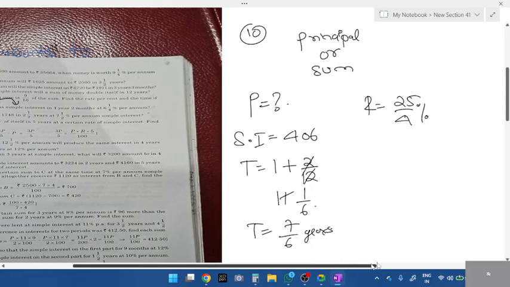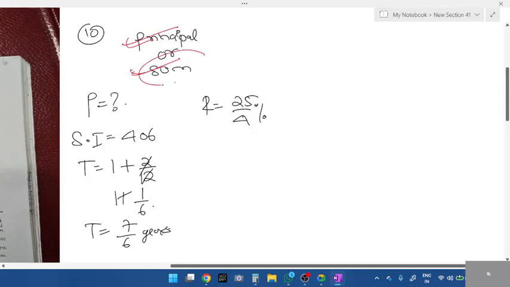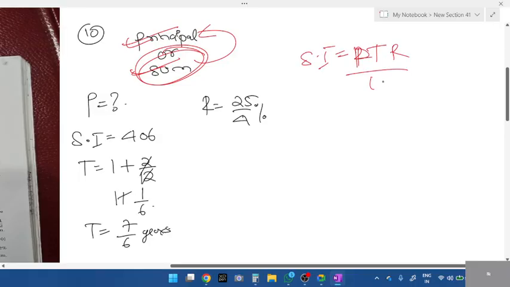Remember, I told you only one principal question is left. How to find principal? This is how you get it, students. They won't give the word principal directly, they'll tell you sum. Remember the word sum? Sum meaning is principal. Find the answer. PTR by 100. Tell me all the values, students.